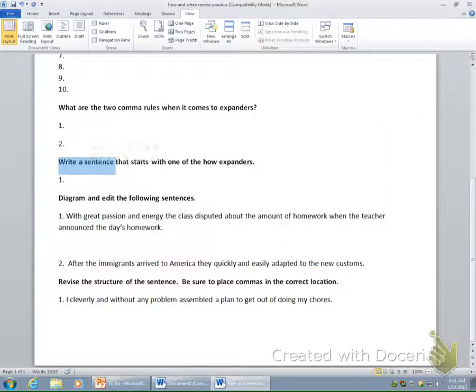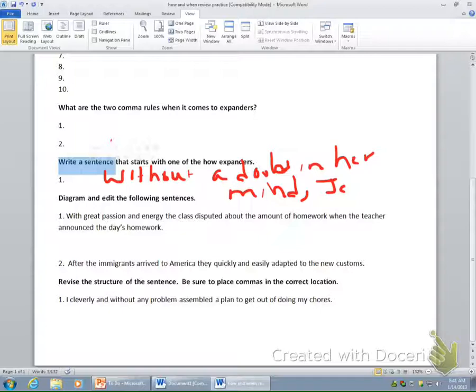I got one. Go ahead. Without a doubt in her mind, Jen confidently put down the correct answer. All right, without a doubt in her mind, comma, Jen confidently put down the correct answer. Yes.